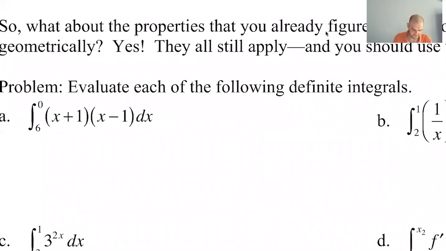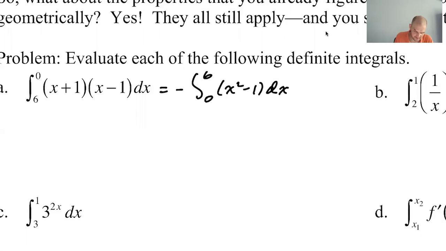So 6 is bigger than 0. So first of all, we're supposed to do the negative and then swap the bounds. And then x plus 1 times x minus 1 is just x squared minus 1 dx. And now I'm just going to integrate that. So this is the negative of 1/3 x cubed minus x, and we're going from 0 to 6.